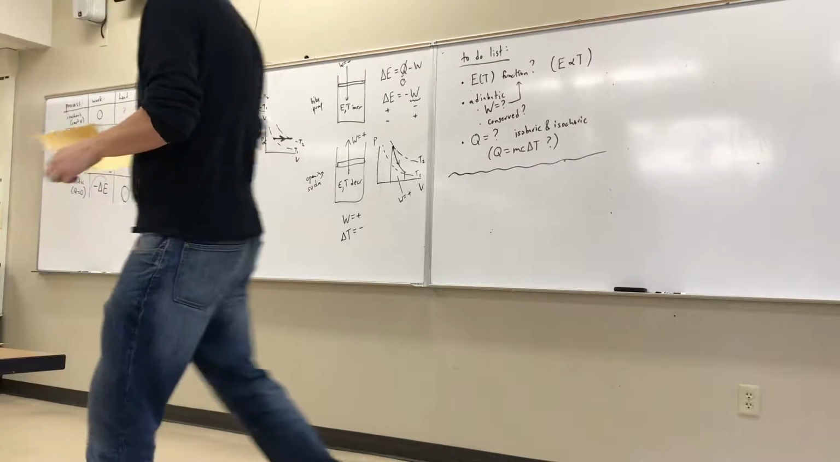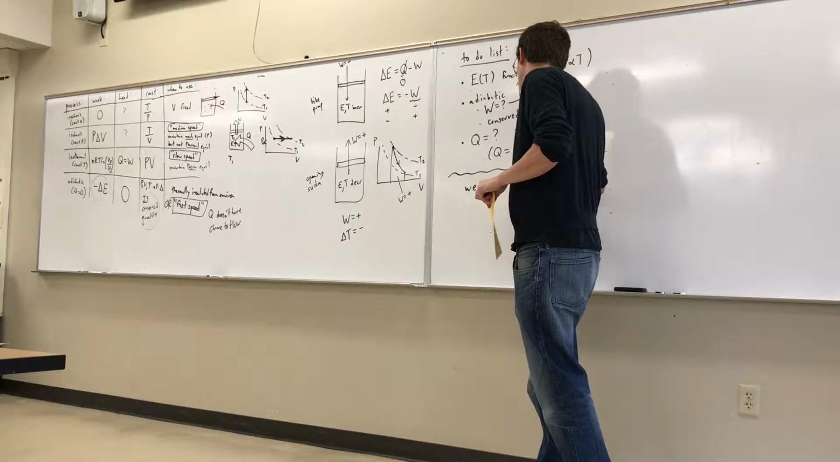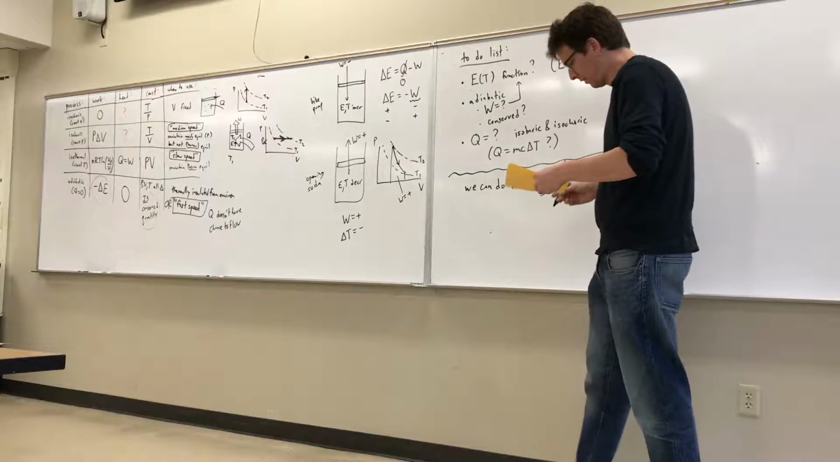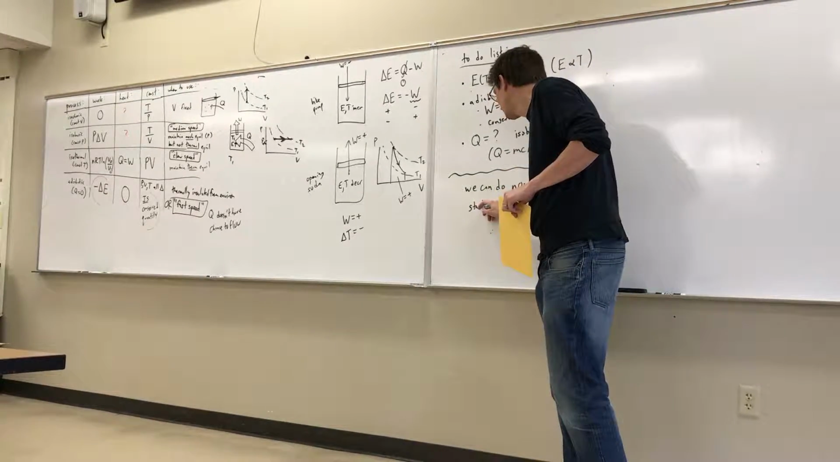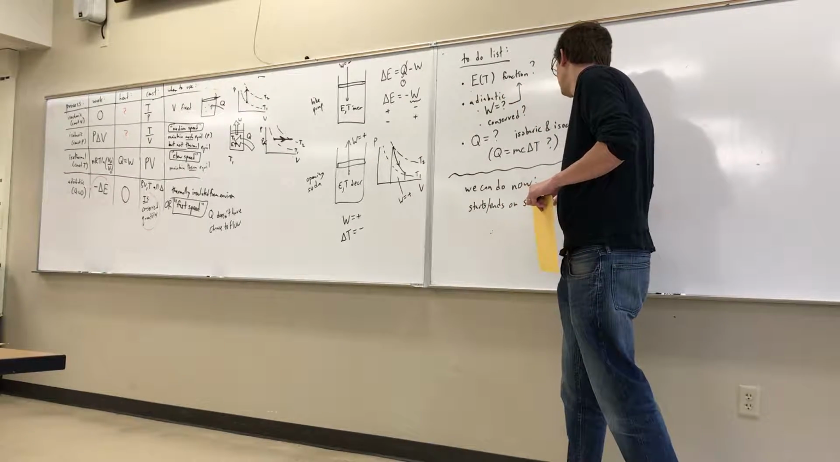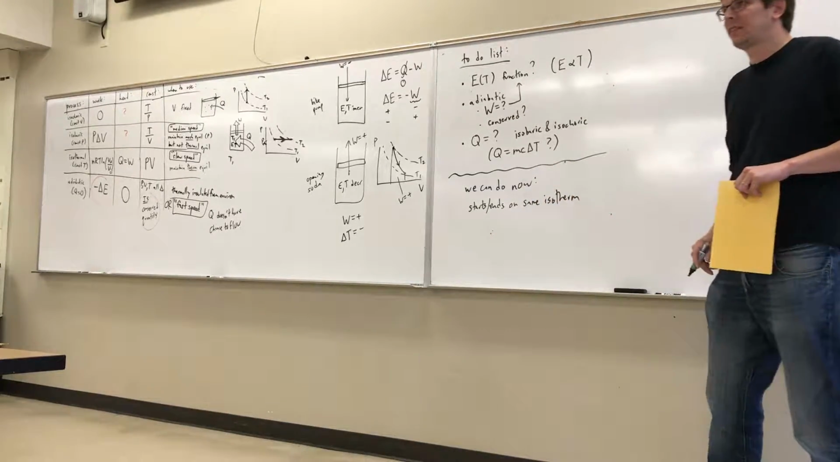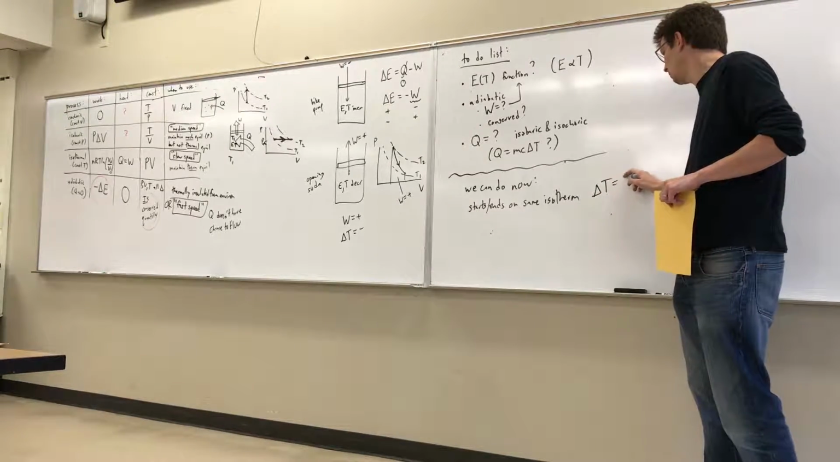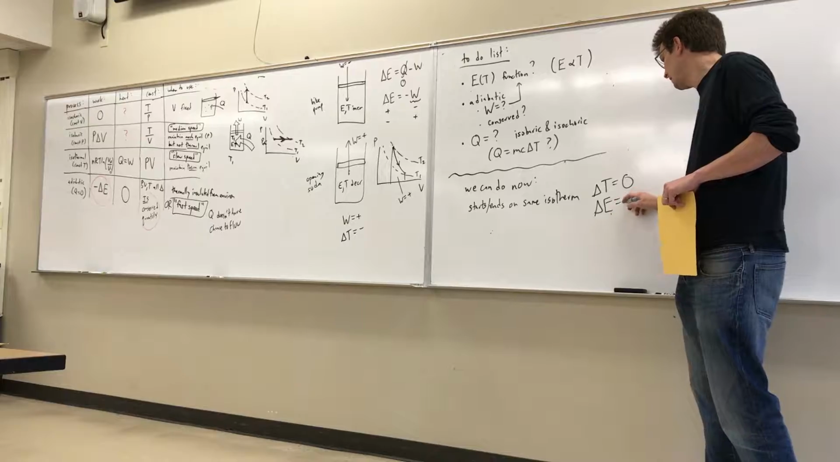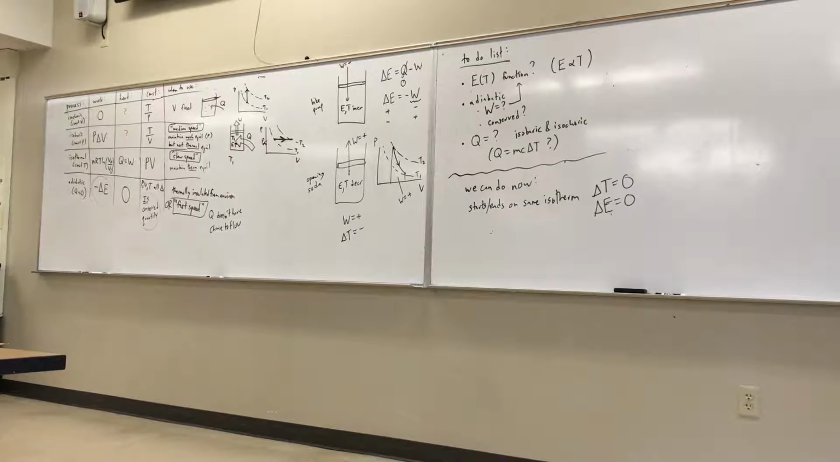So what can we do already? We can do, at this point, any process where it starts and ends on the same isotherm. If it starts and ends in the same isotherm, such that delta T equals 0, then we can safely say that delta E equals 0 without really needing to know what the function is. As long as we trust that it's a function of temperature only, then we end at the same temperature, we'll end at the same internal energy. Okay?